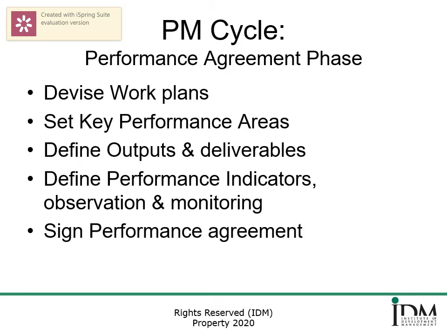Then there is a performance agreement phase. At the performance agreement phase, you devise the work plan. Try to come up with the work plan. How are we going to achieve? Within what time frame? And then you set the key performance areas. Sitting down as a department to discuss, these are the key performance areas where, driven from the strategy, these are what we can do given these strategies. Then you define the outputs.